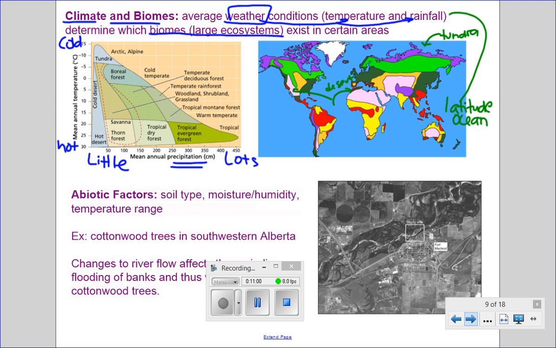Now, there are other abiotic factors besides the big ones, temperature and precipitation. Things like soil type, the moisture or humidity that is available, and not just temperature, but temperature range. That means changes. So we would get at the idea of there being seasons. For example, we have a huge temperature range here. It can get very, very hot in the summer, but ridiculously cold in the winter. There are some types of organisms that do not do well in this.